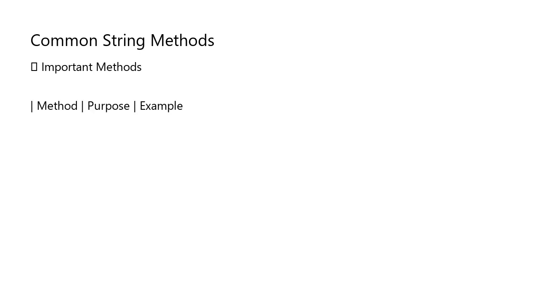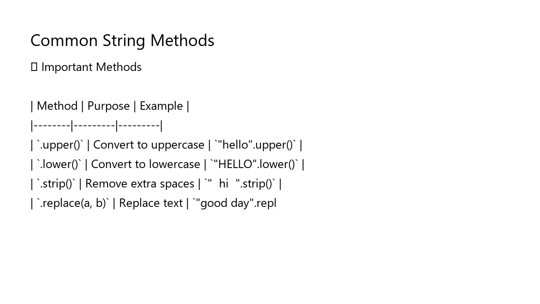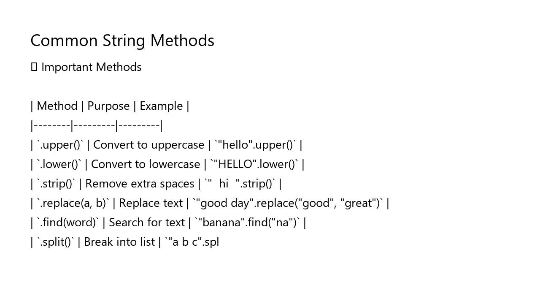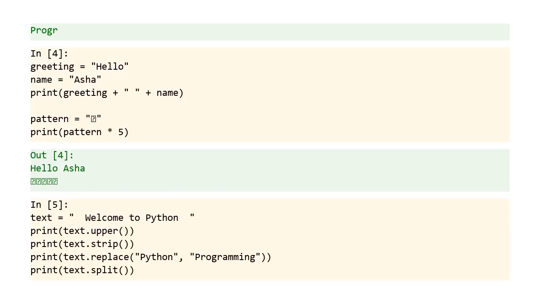Python provides built-in tools to clean, search, transform, and reshape text. These are called string methods. Think of them like editing tools for text. We will apply multiple methods to the same text. You will see how each method produces a new version of the string. Watch how spaces disappear, words change, and the text splits into a list.